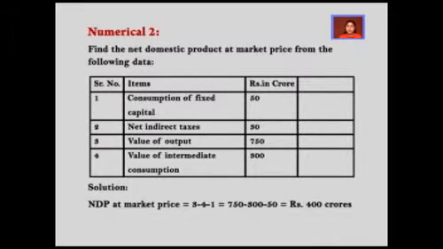Consumption of fixed capital is rupees 50 crores. Net direct taxes, rupees 30 crores. Value of output, rupees 750 crores. Value of intermediate consumption, rupees 300 crores. Now the solution: NDP at market price is 3 minus 4 minus 1, that is 750 minus 300 minus 50, equals rupees 400 crores.